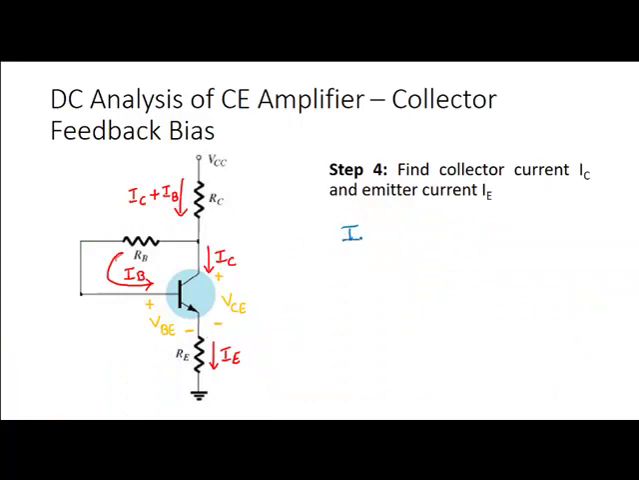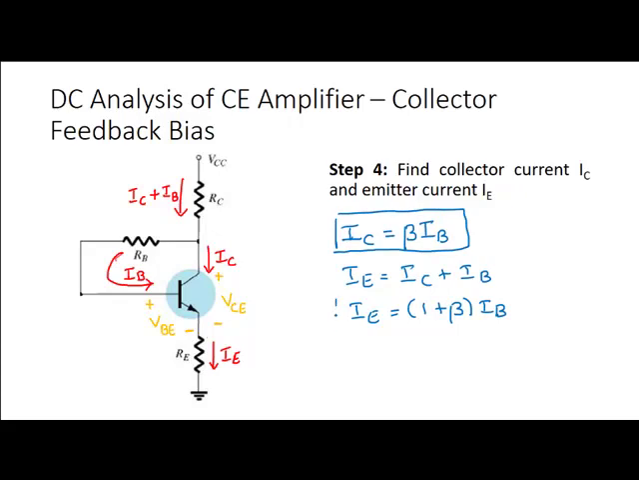So IC can be found out from IB using this expression, beta times IB. Beta is the current gain, and IE is nothing but IC plus IB. Since we have found out IB and IC in the previous steps, it is simply the addition of IB and IC, we get IE. Or we can obtain using this expression as well, 1 plus beta times IB. So IC is beta times IB and IE is 1 plus beta times IB. We have found out all the three currents: base current, collector current and emitter current.